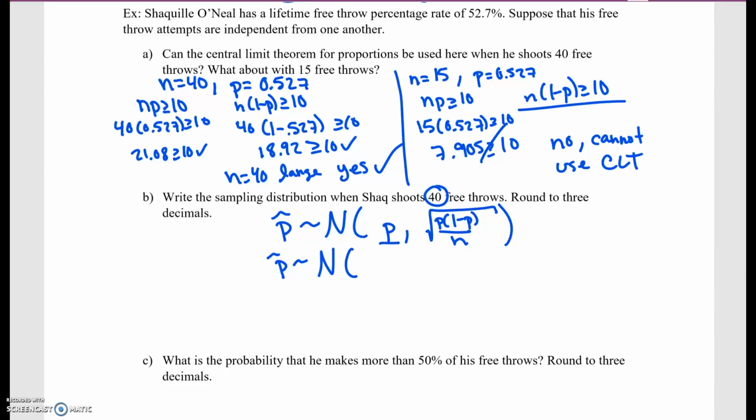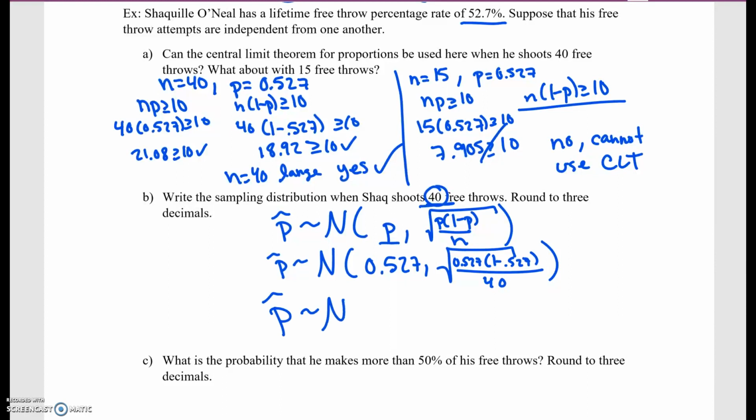So we have p hat is normally distributed. p in this case is what we believe Shaq's percentage rate to be, which is 0.527. And here we're going to have the square root of 0.527 times 1 minus 0.527, divided by n, and n in this case is these 40 free throws. So p hat is normally distributed with mean 0.527, and this standard error is the square root of 0.527 times 1 minus 0.527 divided by 40. Let me put this in the calculator. Rounded to 3 decimal places, I end up getting 0.078.